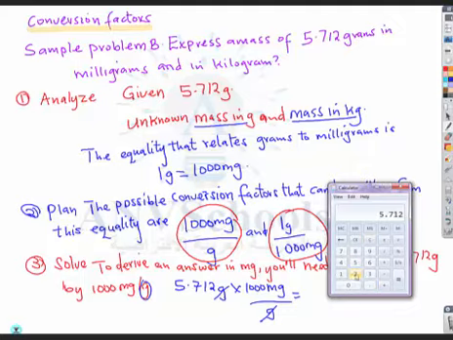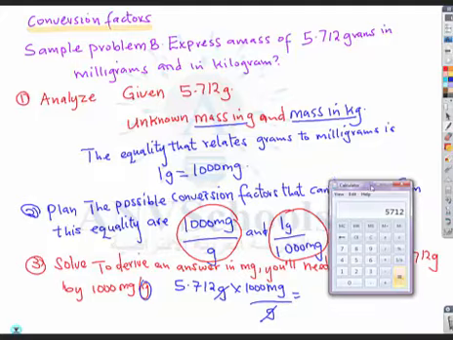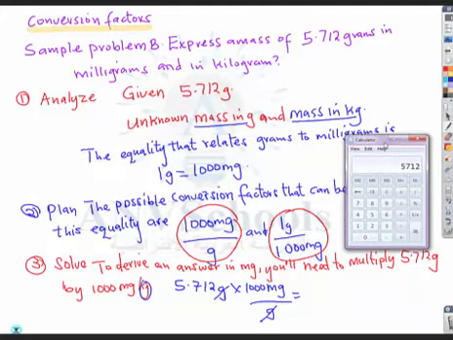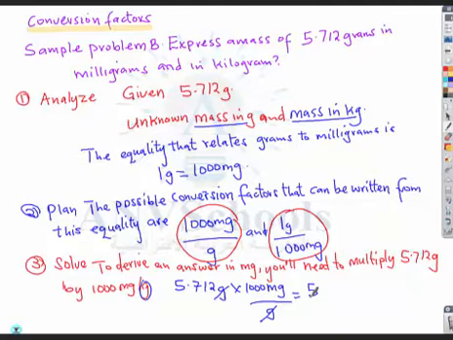Therefore, using your calculator, you have 5.712 multiplied by 1000. What you get is 5,712. So your answer is 5,712, and this would be in milligrams.